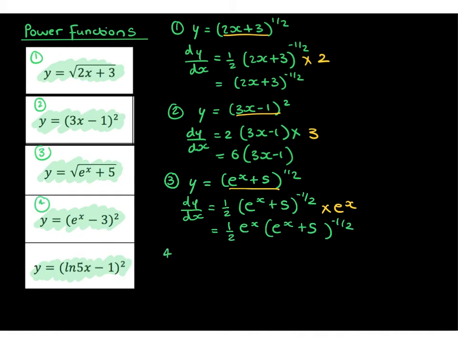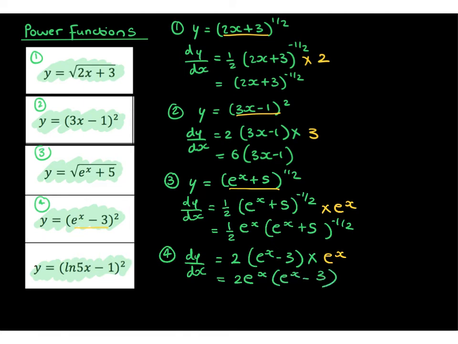Question 4. dy by dx, multiply by 2, which is the power, reduce the power by 1 to 1, and multiply by the derivative of the inner function, which is e to the x. So we end up with 2 e to the x times (e to the x minus 3).